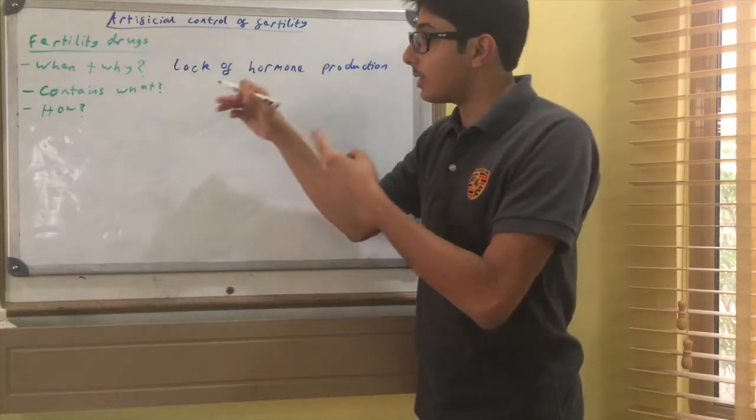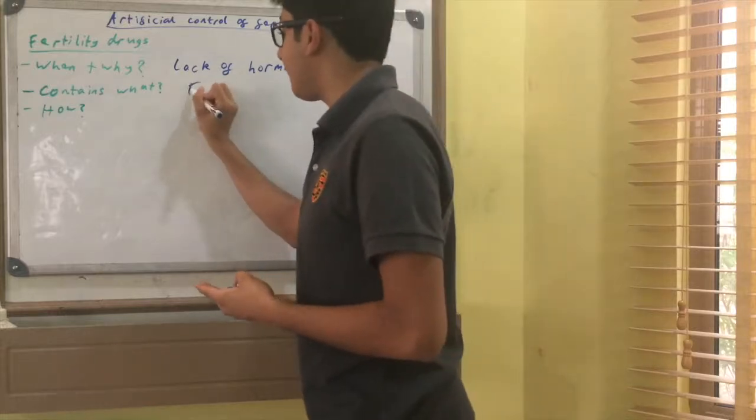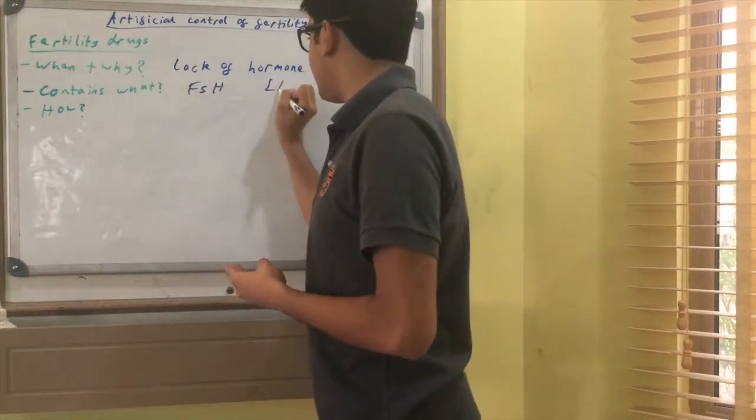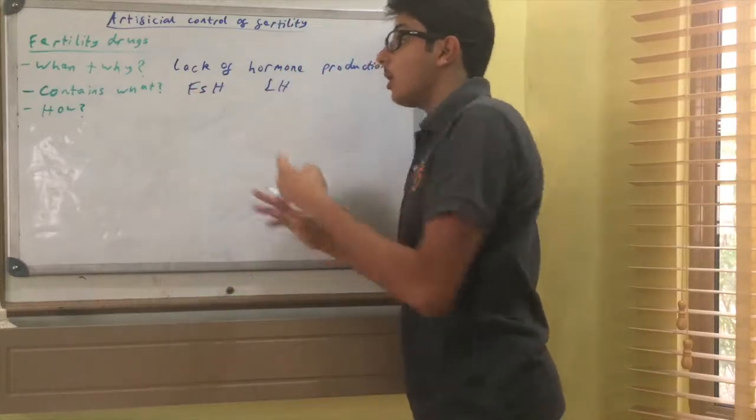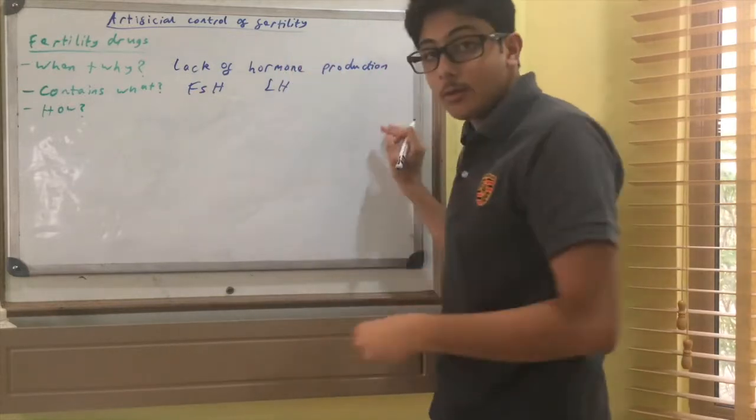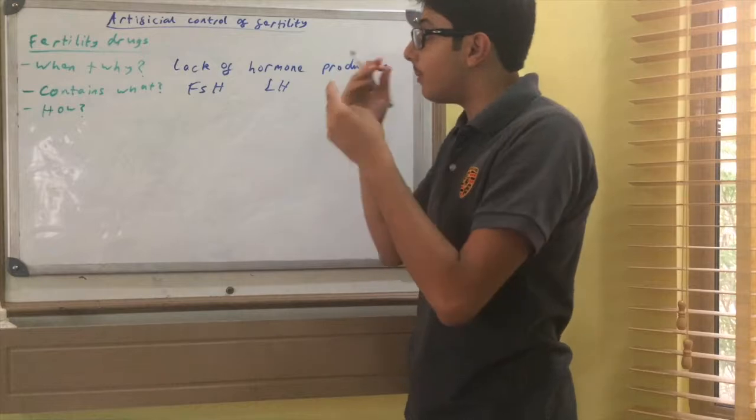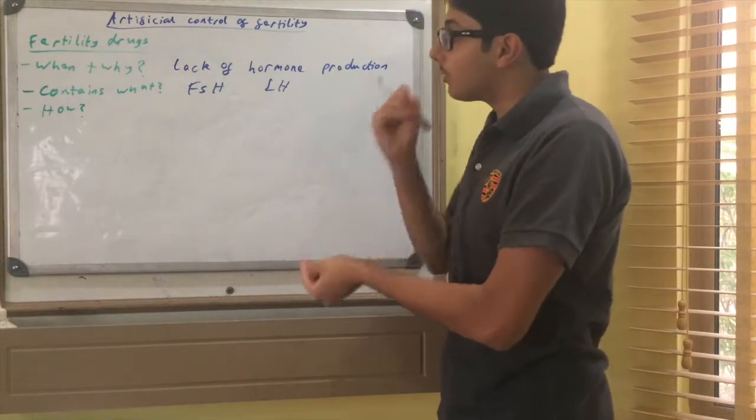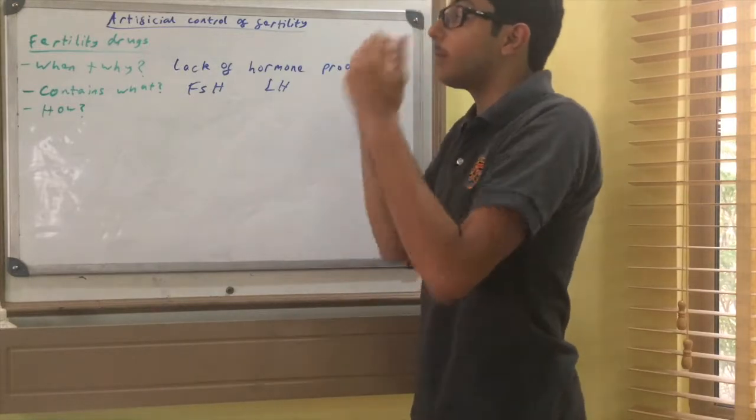What do these drugs contain? They mainly contain FSH and LH. What does FSH do? Causes the egg to mature. What does LH do? Allows ovulation. And those are the basic things you need in order to get pregnant, in order to have the egg ready for fertilization.